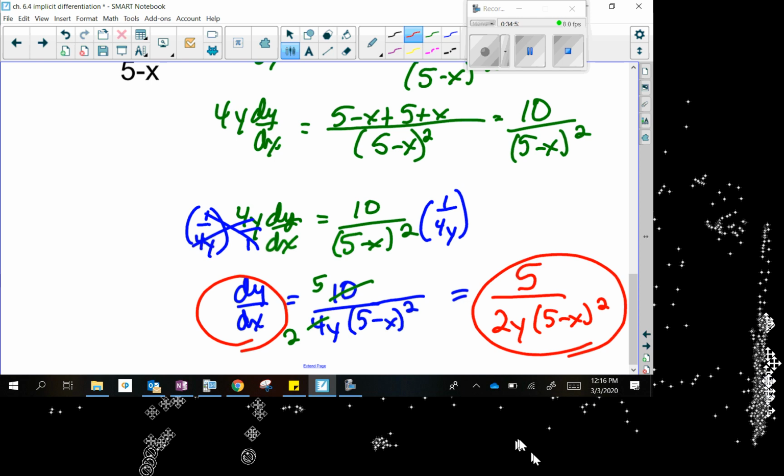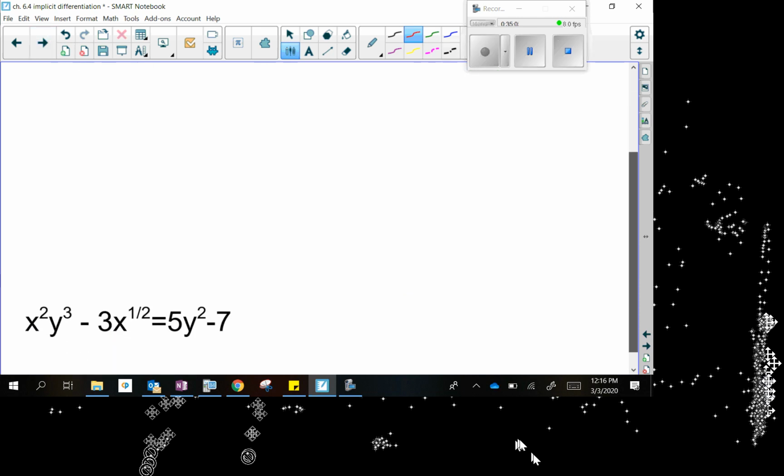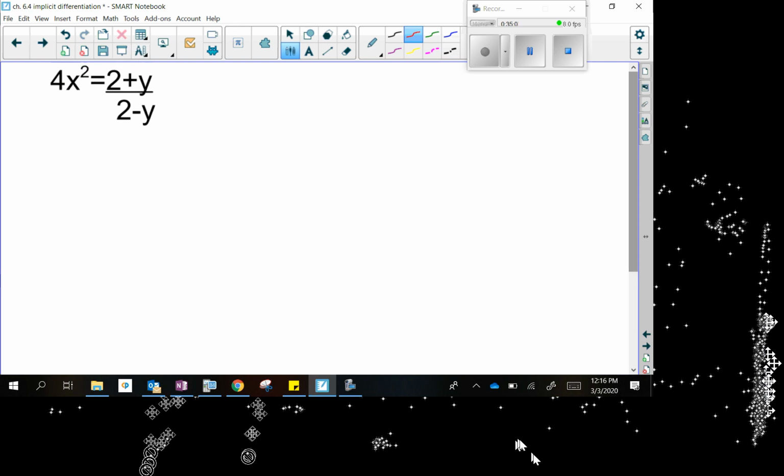Okay, fun. Not too bad. I mean, some beats word problems, right? Okay, all right, let's try another one. This one gets a little bit trickier. Why? What's going to happen on this one? Because the y's are in the function, right?